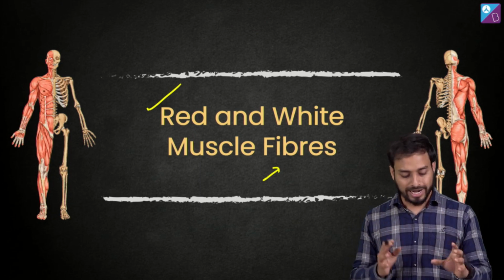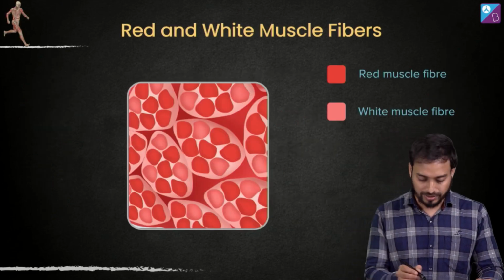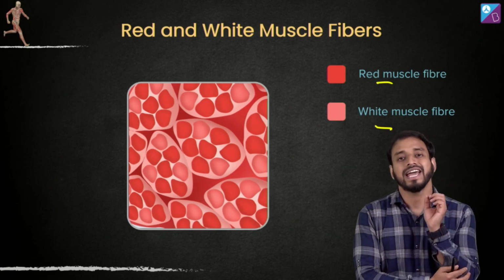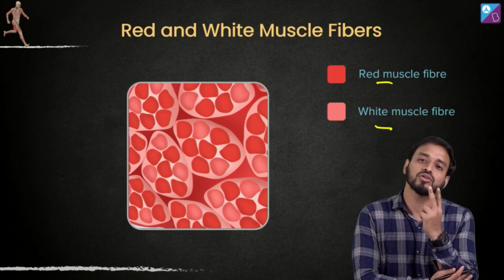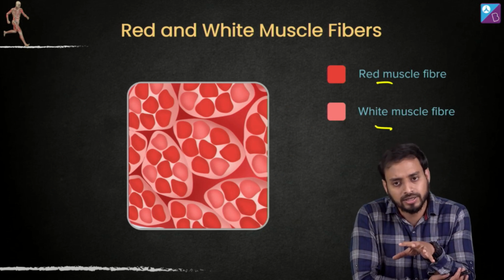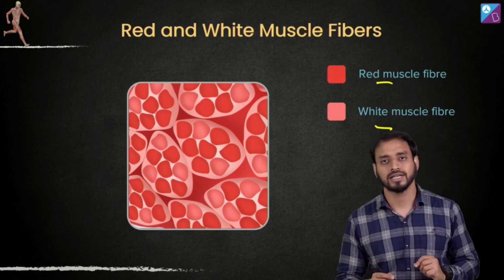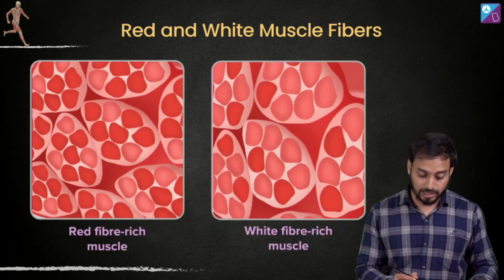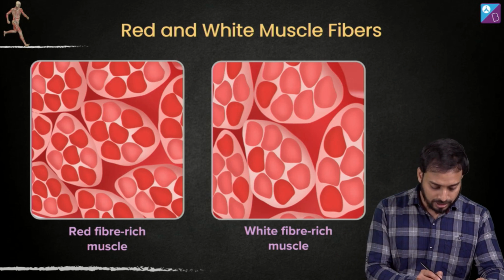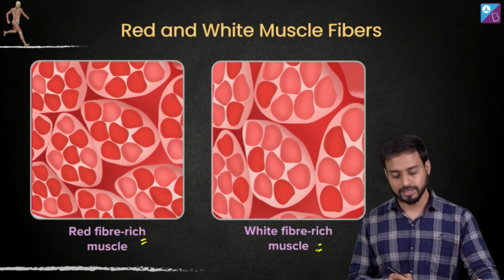ठीक है, तो red and white muscle fibers के बारे में पहले समझते हैं. This will answer the question. Red muscle fibers, white muscle fibers. Every muscle of the body is composed of two types of muscle fibers. Red and white. पता है नेम कहाँ से आया? It is named because of its color. Color कैसे आया? I'll talk about it. Red fiber rich muscle, देखो कैसे color है. White fiber rich muscle कैसा है?